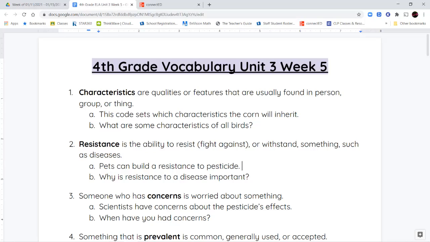Your next word is the word resistance. Resistance is the ability to resist or to fight against or withstand something, such as a disease. So you can build up a resistance to certain kinds of illnesses, like when you take your flu shot, for example, you're helping your body build a resistance against catching the flu. Or pets, when you give them their medications, they build a resistance against catching anything that pets usually get, such as fleas.